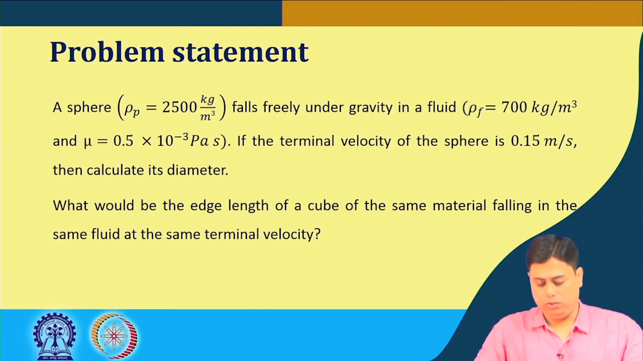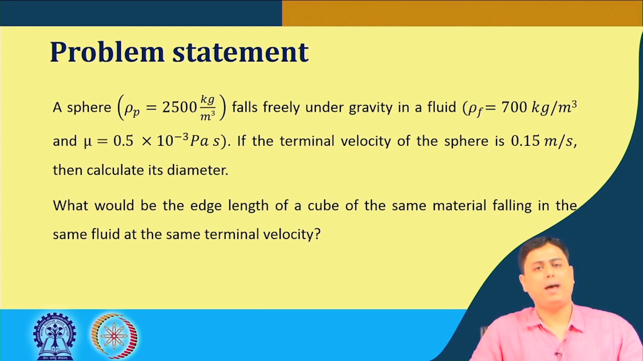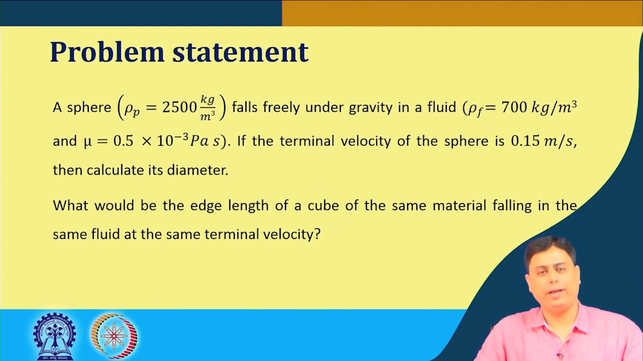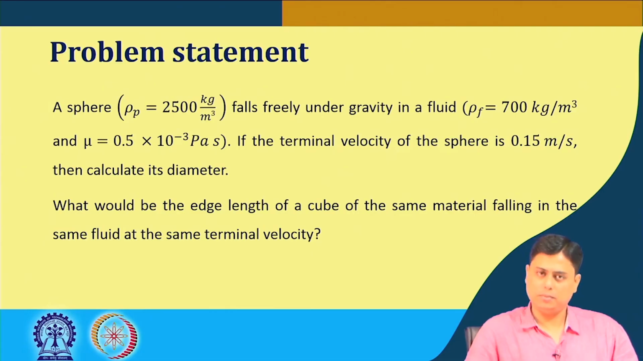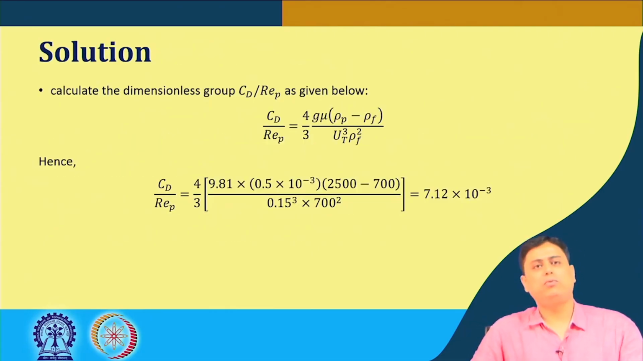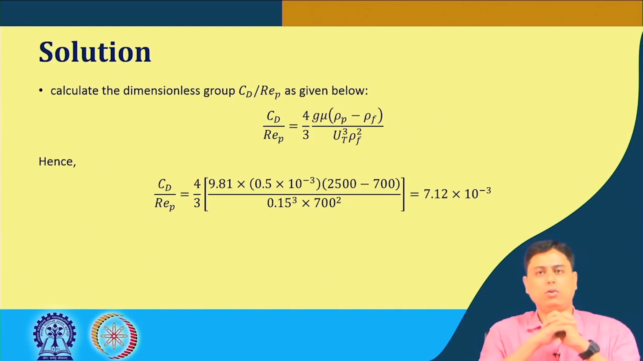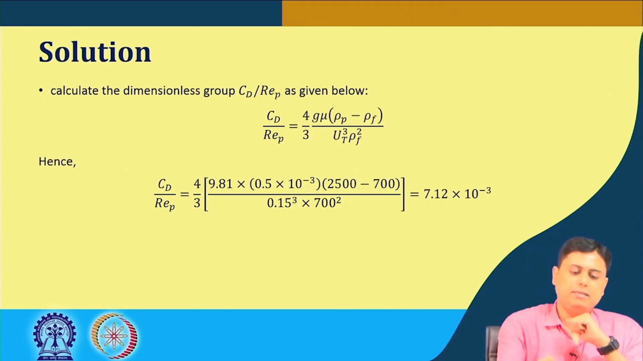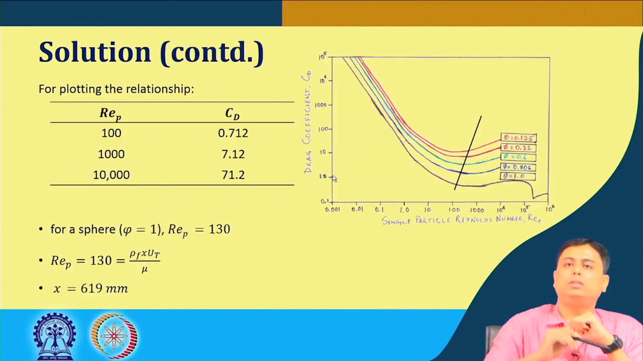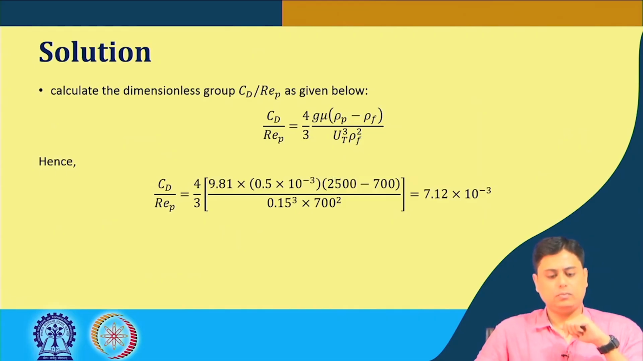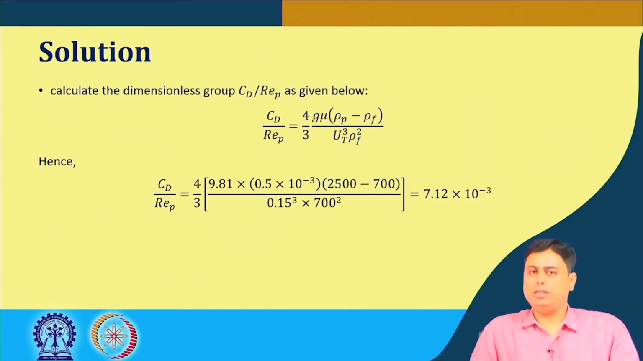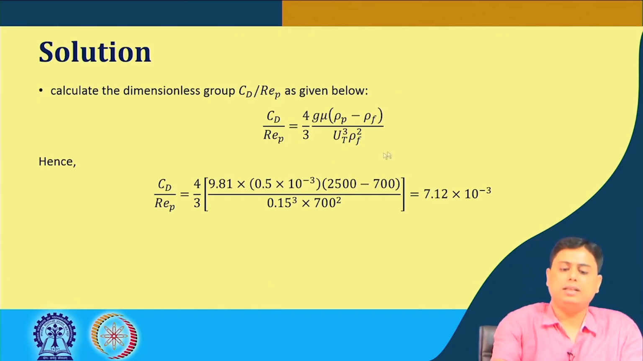To do that, you remember the methodology that we mentioned. There were two parameters, CD multiplied by REP square and CD by REP. These two quantities gave two constant values, independent of either terminal velocity or the particle diameter. So, here the particle diameter has to be calculated for a given terminal velocity. So, the parameter that we have to calculate is CD by REP, because if you look at that expression, it shows that CD by REP is independent of the particle diameter.